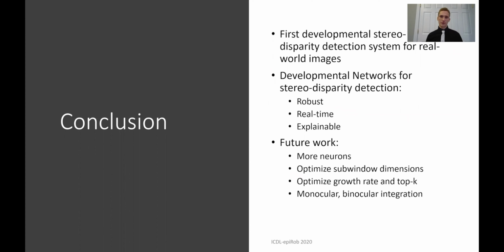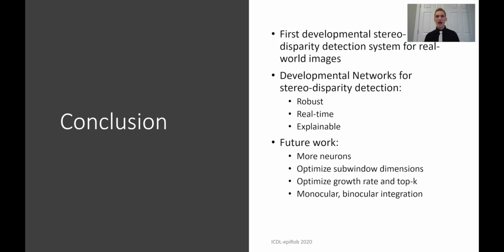Our work presented the first developmental stereo-disparity detection system for real-world images. Developmental networks seem to be robust, real-time, and explainable solutions for stereo disparity detection tasks. Because they are general purpose, they seem to be great for making use of the rich information provided by a camera, which could help stereo cameras to compete with laser-based methods like LiDAR as the main sensor used to give autonomous systems spatial awareness.